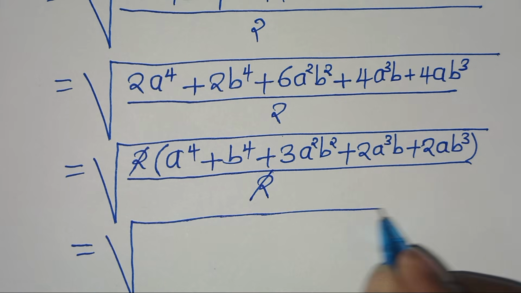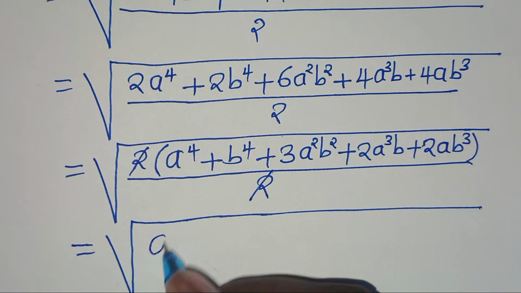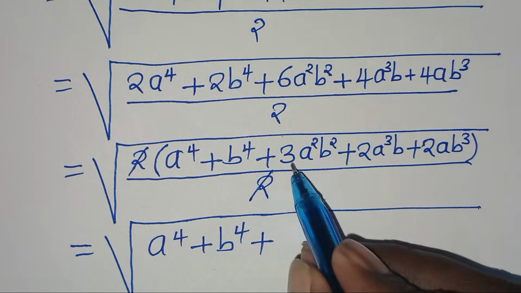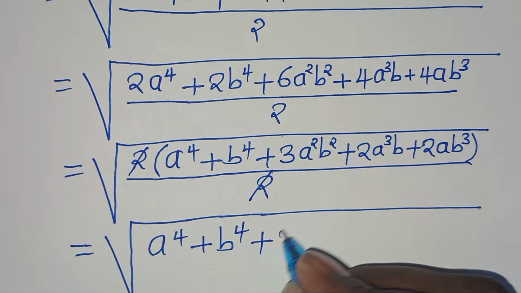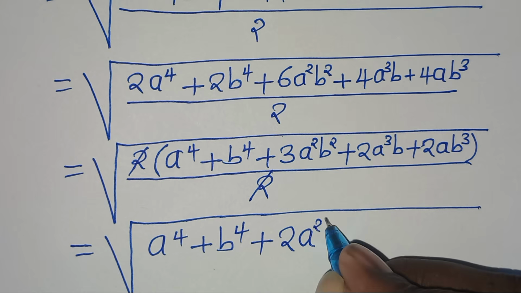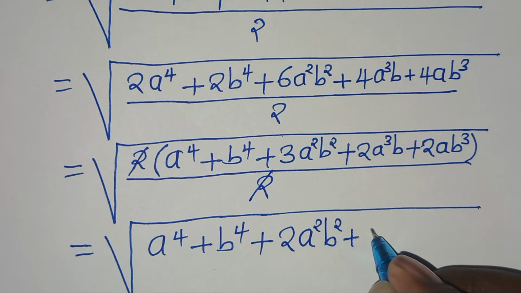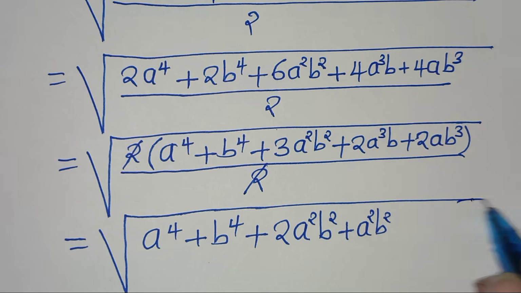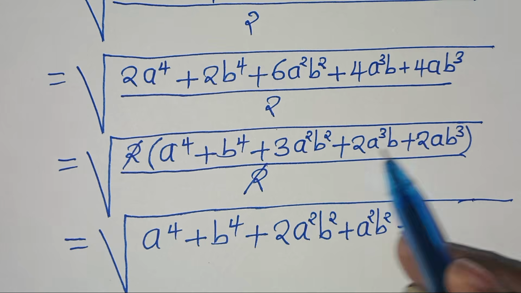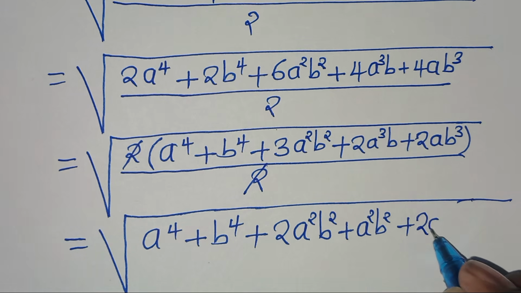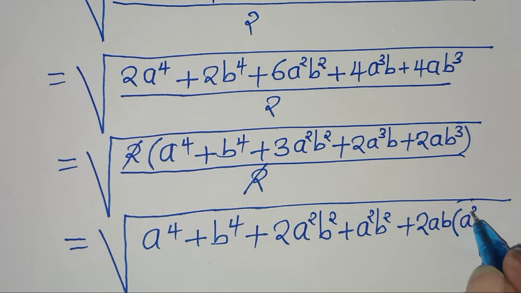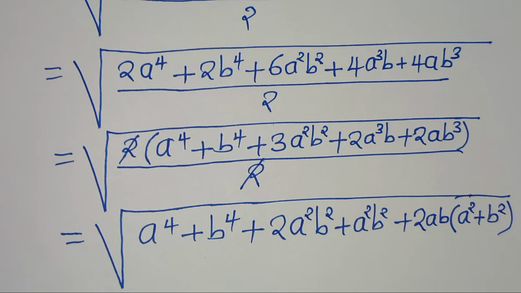square root of a to the power of 4 plus b to the power of 4, then plus we can express 3a squared b squared as 2a squared b squared plus a squared b squared. Then plus, now we have that 2ab is common here, we can factor out 2ab, so that now here we have a squared plus b squared, close the parentheses.